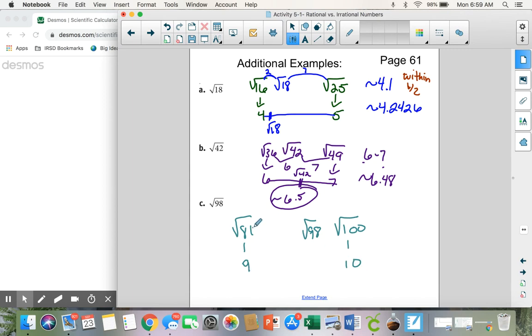Now I'm going to count the difference. The difference between 98 and 81, so 98 minus 81, is 17. The difference between 98 and 100 is 2. So if there's a total of 19 spaces in between them, my square root of 98 is going to be right next to that 10. So I'm going to estimate this at approximately 9 and 9/10.